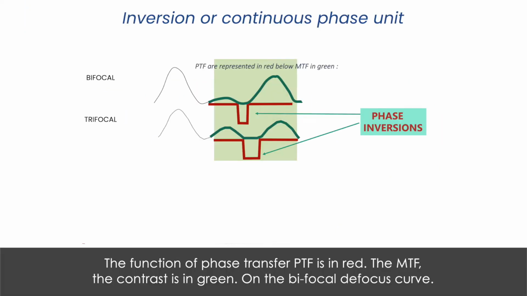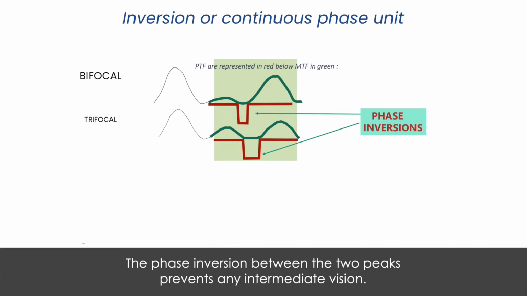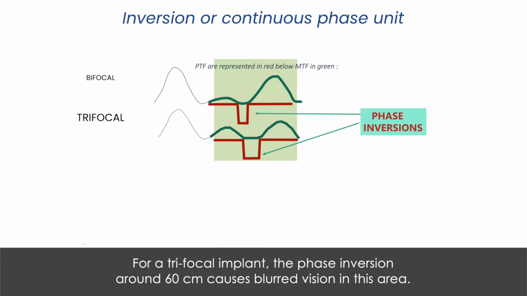The phase transfer function, PTF, is in red. The MTF, the contrast, is in green. On the bifocal defocus curve, the phase inversion between the two peaks prevents any intermediate vision. For a trifocal implant, the phase inversion around 60 cm causes blurred vision in this area.